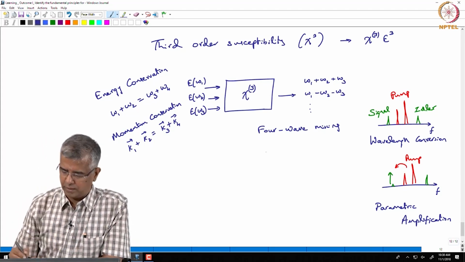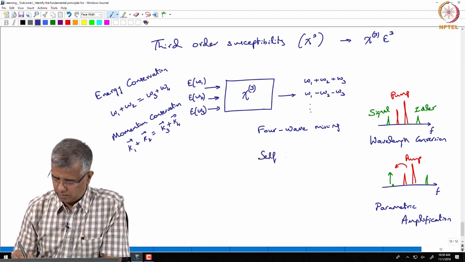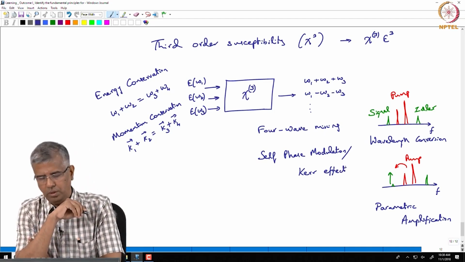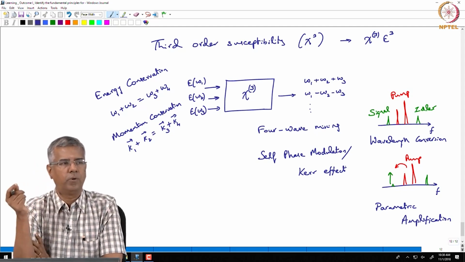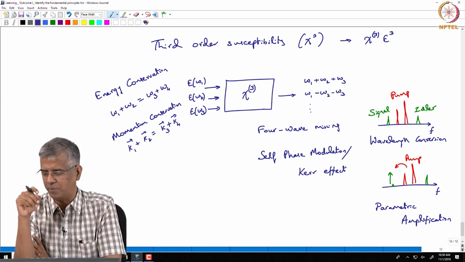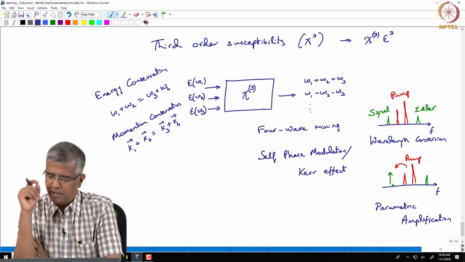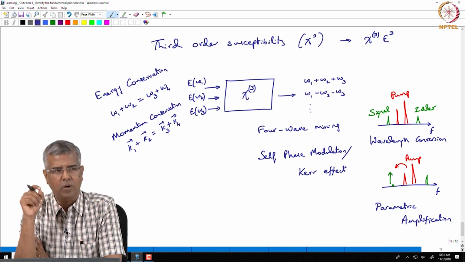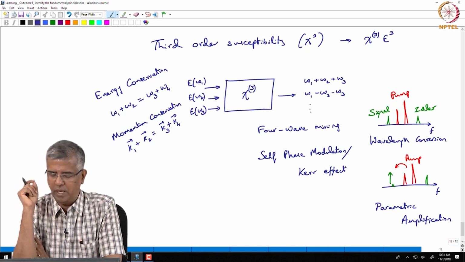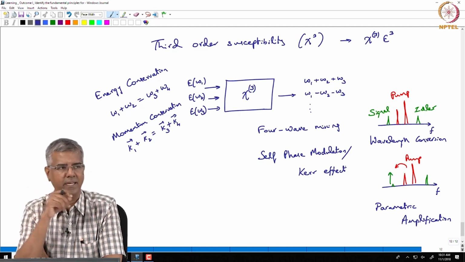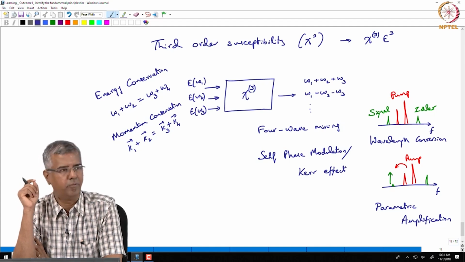What all is possible, the other thing that is possible is what is called self phase modulation, which is through what is called the Kerr effect. Just like with the Chi2 process we were talking about the Pockels effect, we have something associated with the Chi3 process, which is the Kerr effect. Let us see if you can guess this. In the Chi2 process, the Pockels effect was enabled by an external electric field, which was modulating the electric field corresponding to your light wave. Okay.